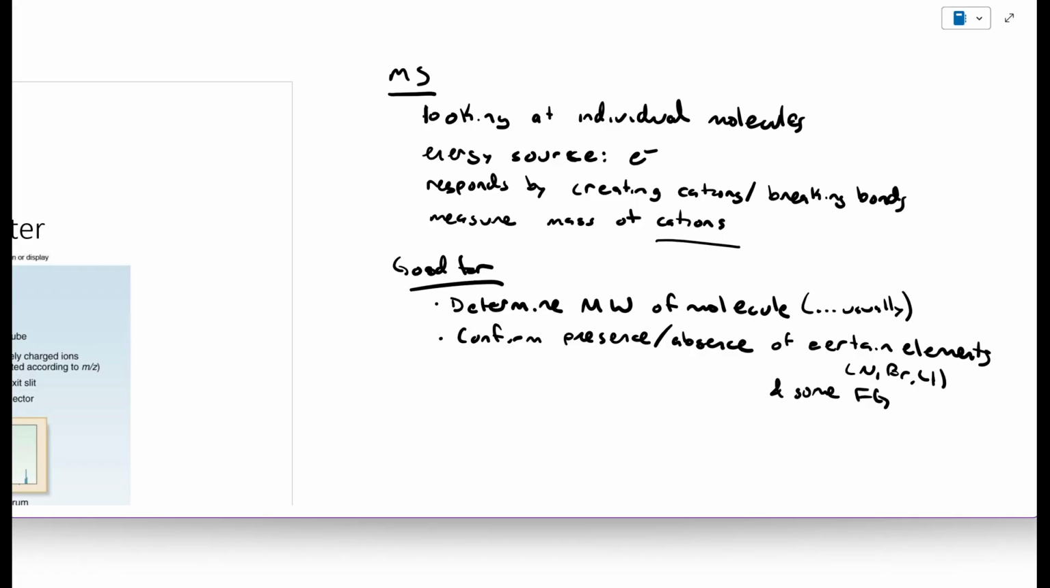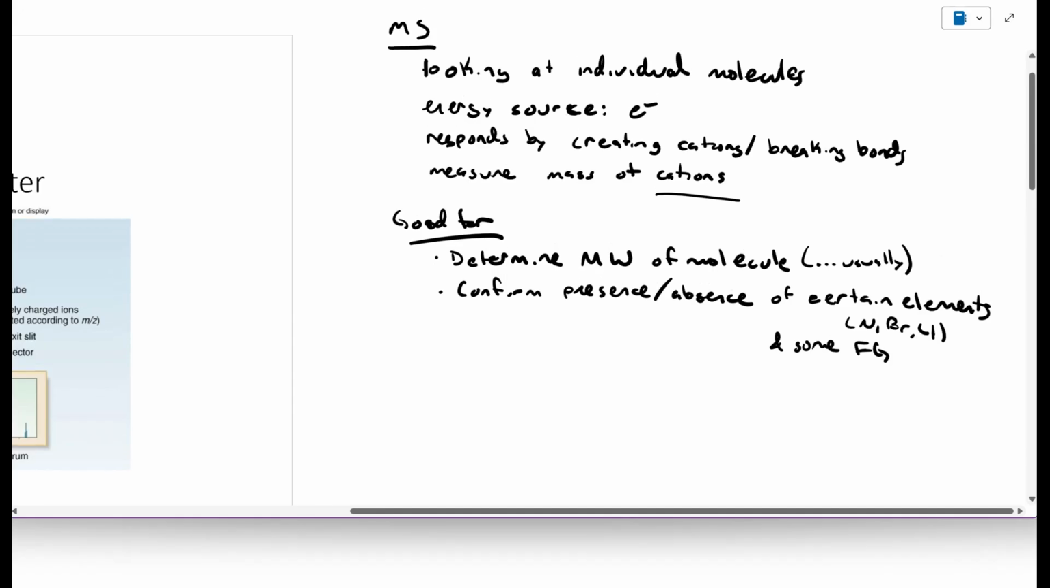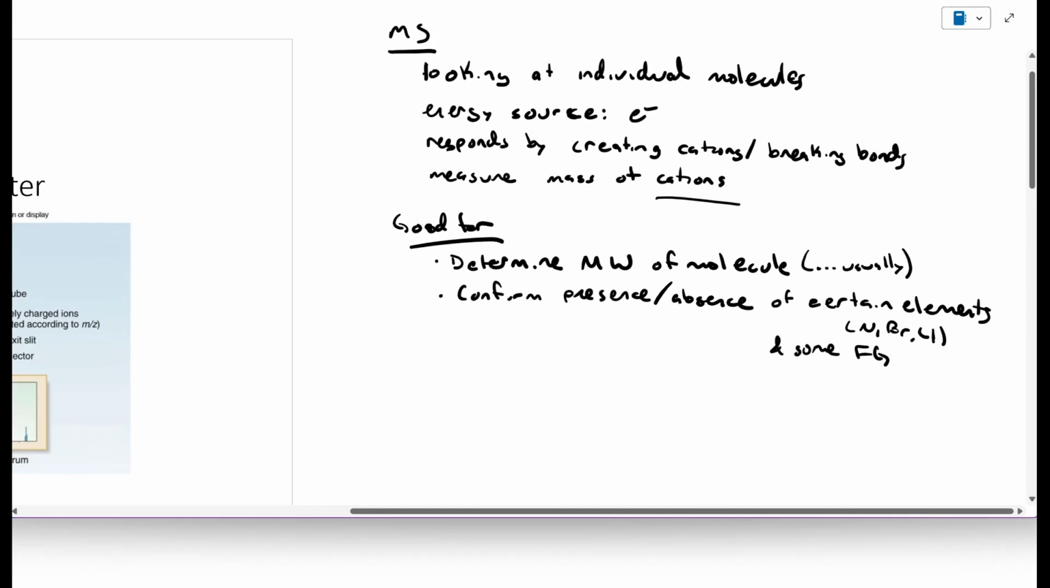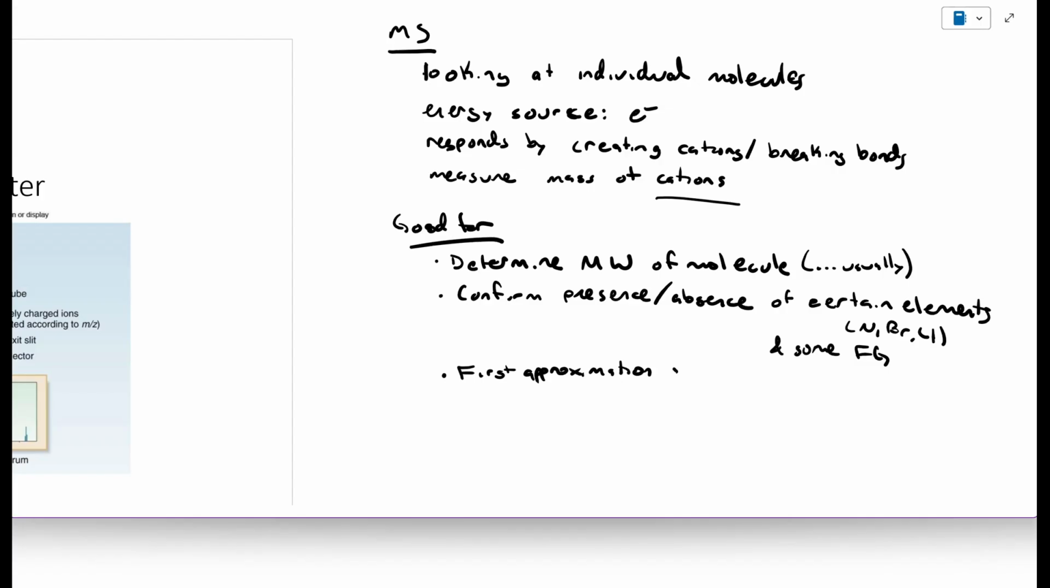Not many functional groups, certainly not all functional groups, but some functional groups we can get an idea about in mass spec. And with a little bit of math, we can get a first approximation of molecular formula. How many carbons, how many hydrogens, how many oxygens in the molecule. It'll be a first approximation, and we won't know for sure if it's the right molecular formula, but we can get an idea of a couple of plausible molecular formulas.